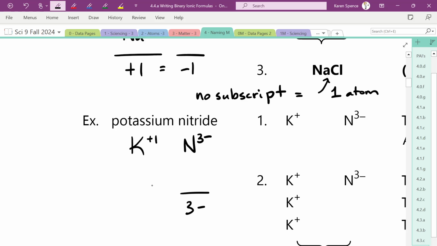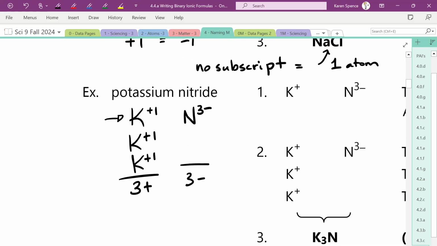How could I get a total positive charge of 3? Each K is plus 1. How many Ks would I need? This many. I need 2 more, or 3 in total. Okay, so I would need K plus 1, K plus 1, K plus 1 equals 3 positive. Once I have that, I write a formula that says I have 3 Ks and 1 N. So that's going to be K. How do we show we have 3 Ks? Put the little subscript at the bottom, K3, and then an N.